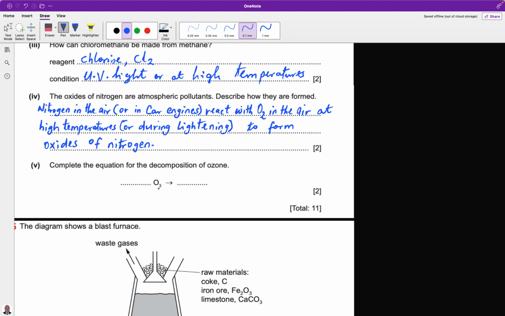Then we have the 5th part of it, which is to complete the equation for the decomposition of ozone. Ozone will decompose to produce oxygen.